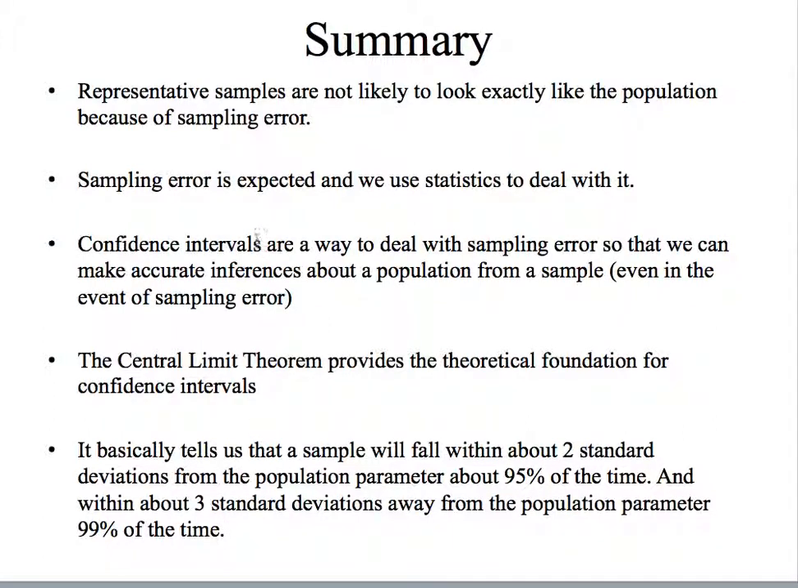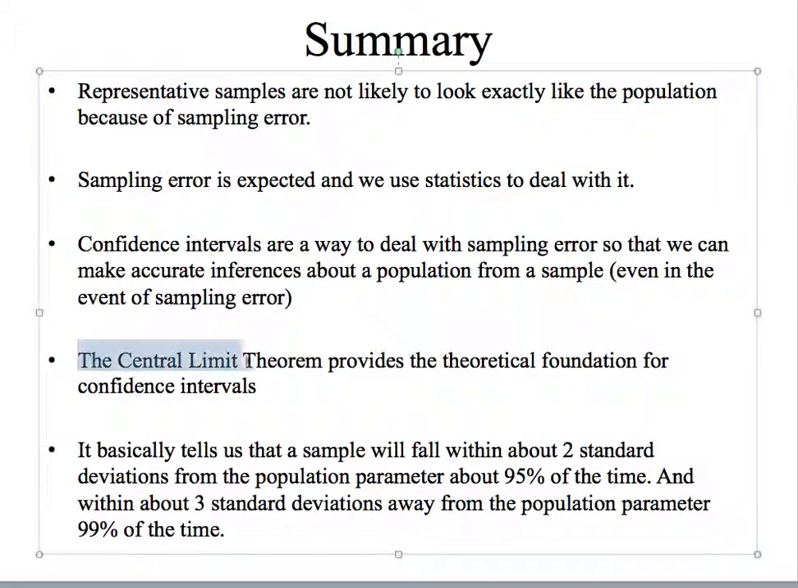So, in summary, representative samples are not likely to look exactly like the population because of sampling error. Sampling error is something that we expect from any sample. And we use statistics to deal with it. That's why we use statistics. That's the reason for statistics, to deal with sampling error. Confidence intervals are a way to deal with sampling error so that we can make accurate inferences about a population from a sample.